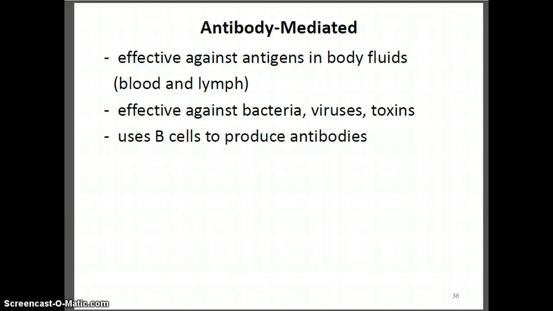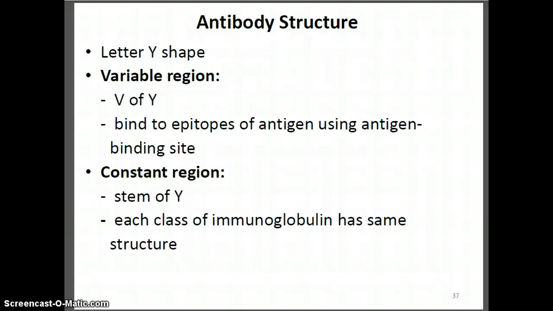The antibody-mediated immunity is effective against antigens in the body fluid, so in the blood and lymph. It's most effective against bacteria, viruses, and other toxins, and the B cells are involved. The B cells produce antibodies. Antibody structure is basically the shape of the letter Y, and you don't have to memorize the different regions, but they bind to an epitope, which are the recognition sites, we could say, on the antigen.